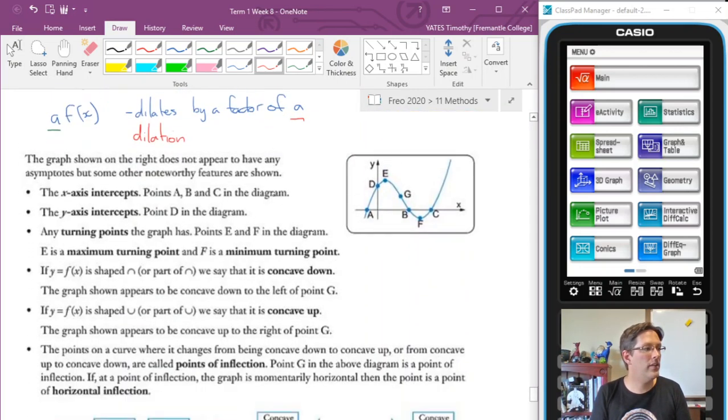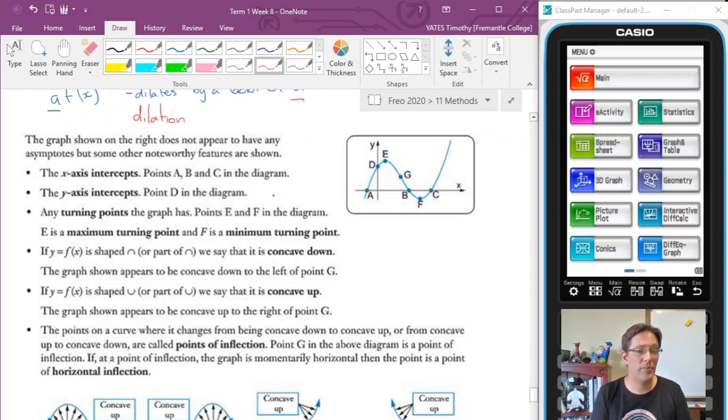Now, there's some other terminology that we have to be using when we're talking about graphs. Some of these we'll be familiar with. When looking at a graph, it'll have x-axis intercepts, and we've got those, they're pretty straightforward on this graph, A, B, and C. And we've got a y-axis intercept. Hopefully we're all pretty comfortable with dealing with those. We've got our turning points as well, and depending on our graph, we'll have a different number of turning points. In your typical parabola, you'll have one. In your typical cubic, you will either have 0 or 2 turning points. Here we've got 2 turning points.